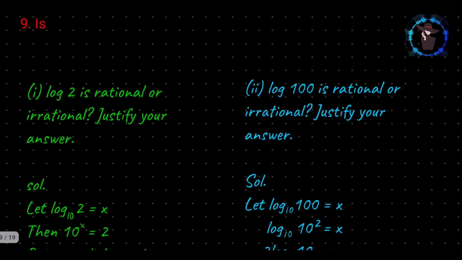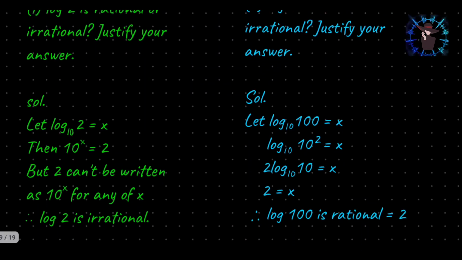Now the last question of this exercise: is log 2 rational or irrational? He is asking us to find. Justify your answer. So how are we going to do the solution? Log 2 of 10 equals x. Now it is in the form of, I'll write it, log x of a equals m. Here log x is log 2. Instead of a we have 10 and instead of x we have m.